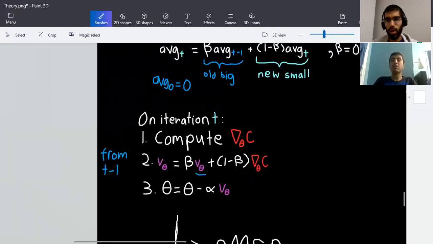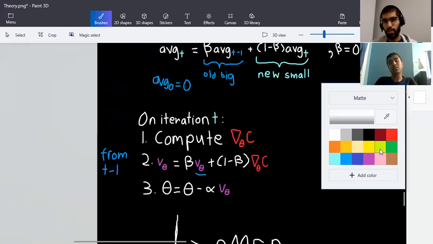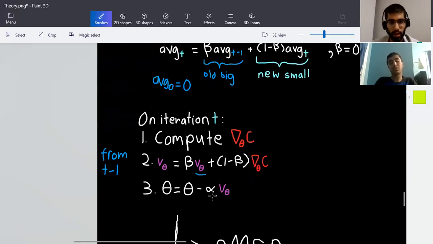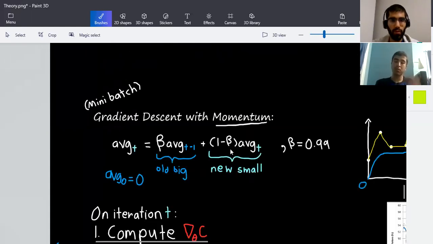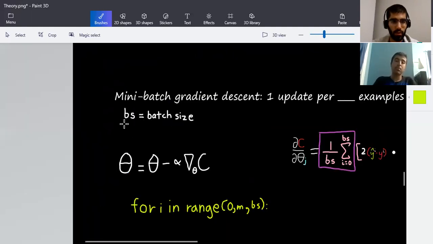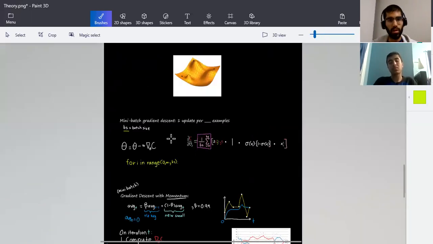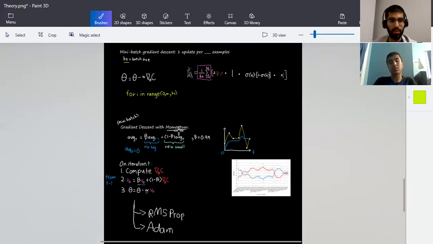Keep in mind now we do have a lot more hyperparameters. We have this alpha, we have this beta, and we also have the batch size. So these are all things that we have to adjust manually now. How do we adjust them in the right way? That is the subject of the next lesson.